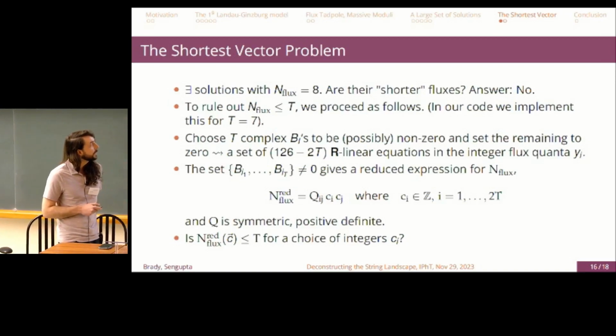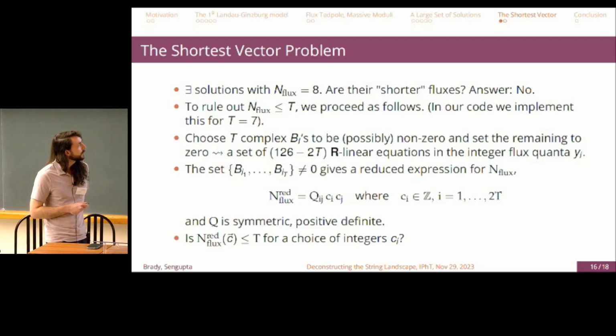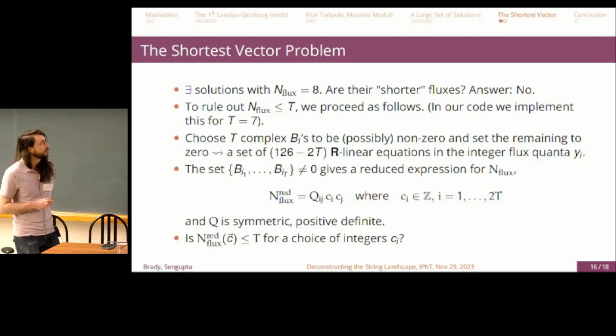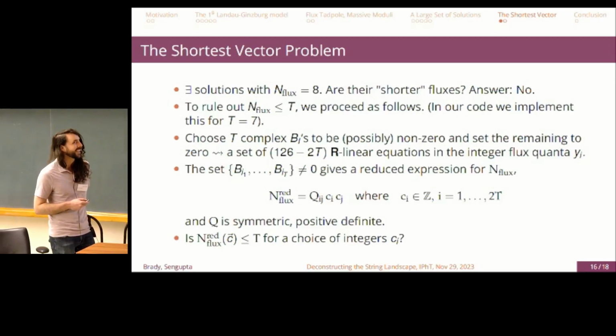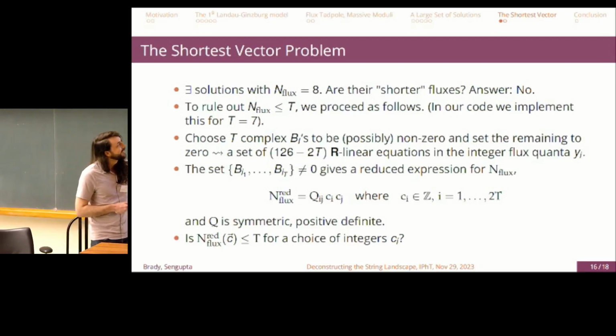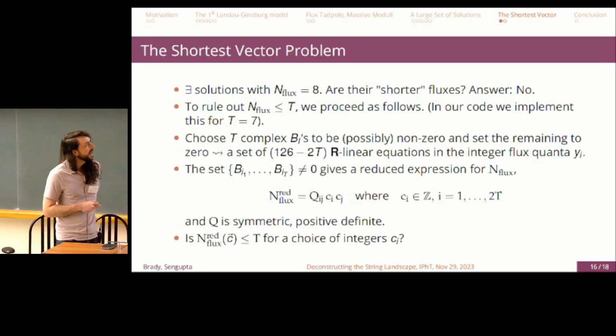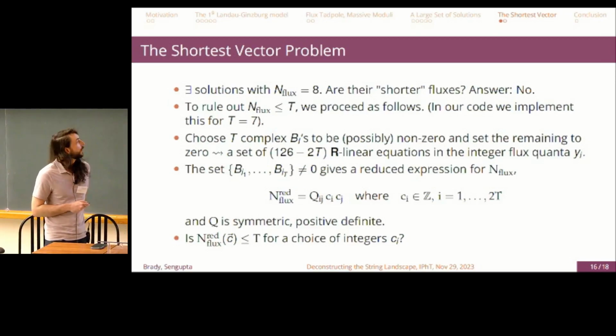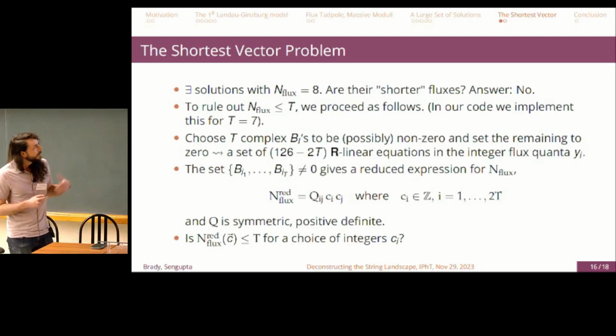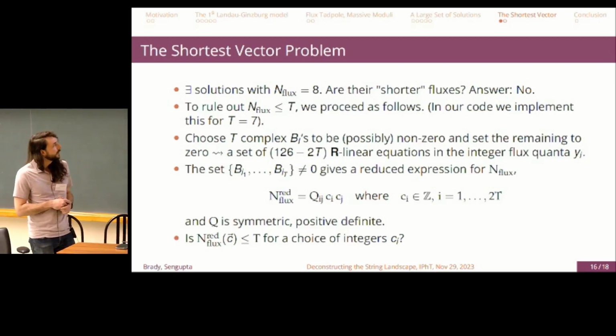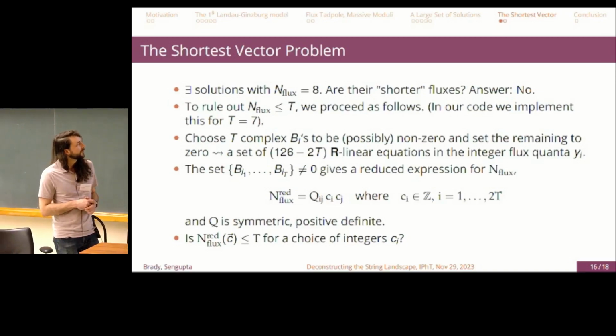And so we express it like this, where Qij is some symmetric positive definite matrix, and where these ci are arbitrary integer valued, forming an integer valued vector. So now the question becomes, is this less than or equal to T for some choice of integer ci?